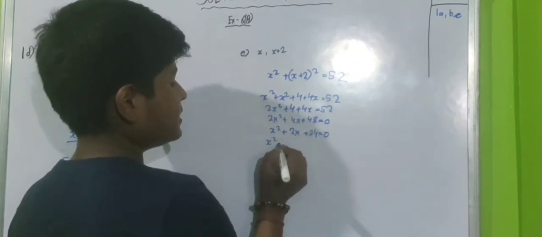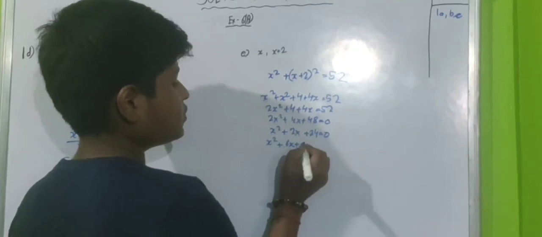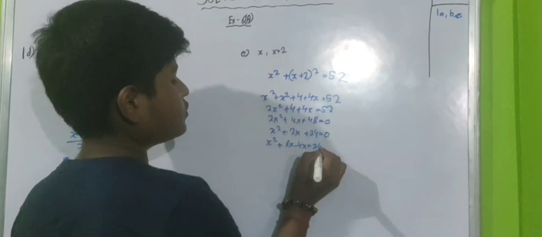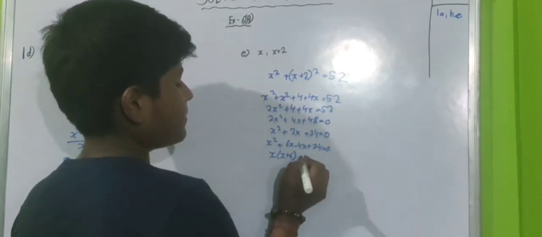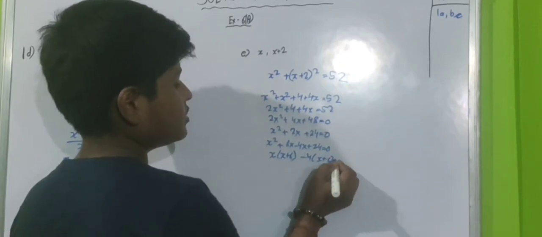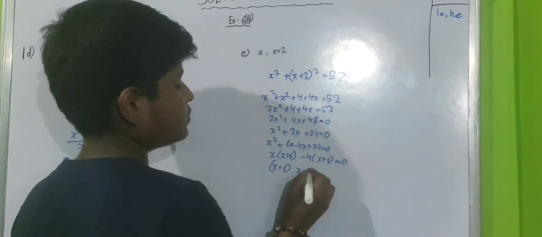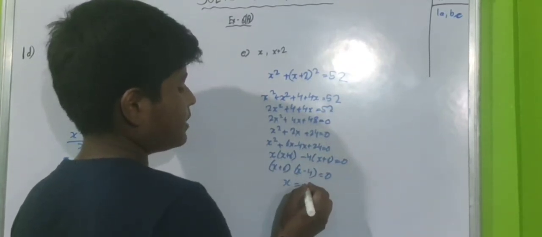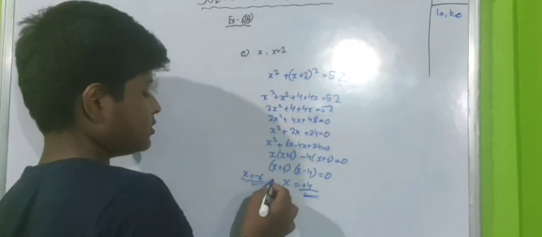Now taking the middle term split, you will get x square plus 6x minus 4x minus 24 equals 0. So x(x plus 6) minus 4(x plus 6) equals 0. We have x plus 6 and x minus 4. So the final answer will be x equals 2 plus 4, and this will be minus. So that can also be the answer.